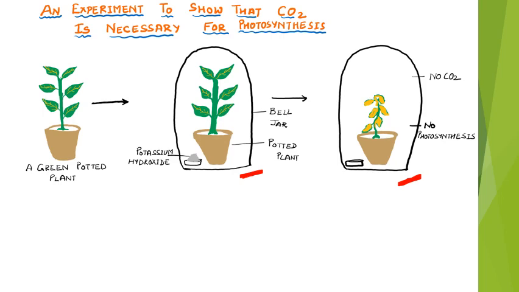So to conclude, we can say that the leaf from the plant in the bell jar with potassium hydroxide will not have any starch, and this shows that carbon dioxide is needed for photosynthesis to take place.